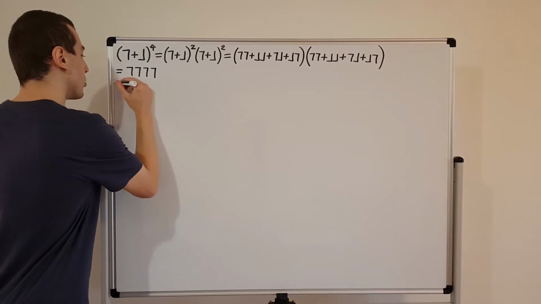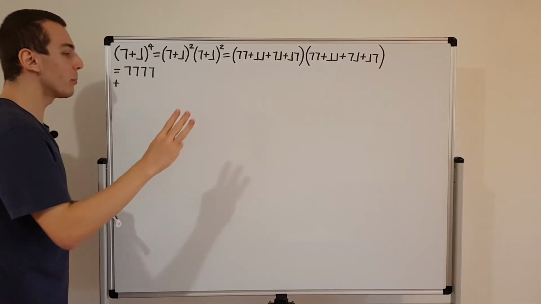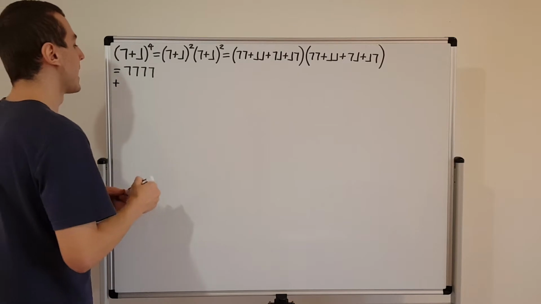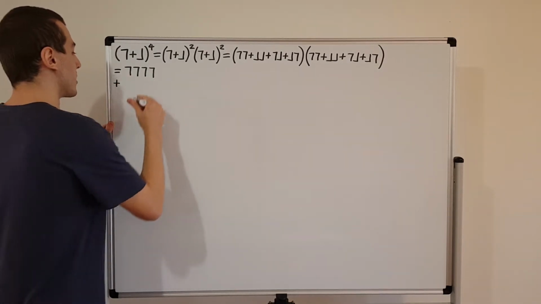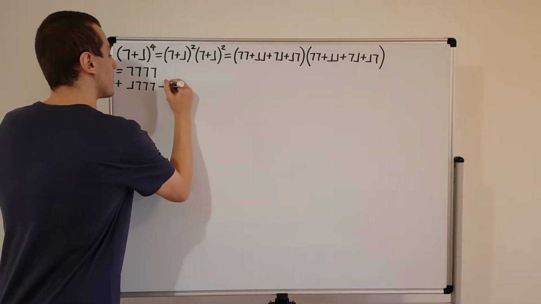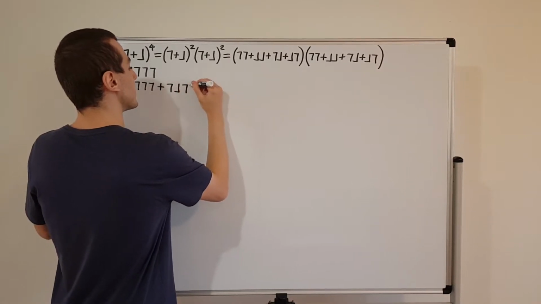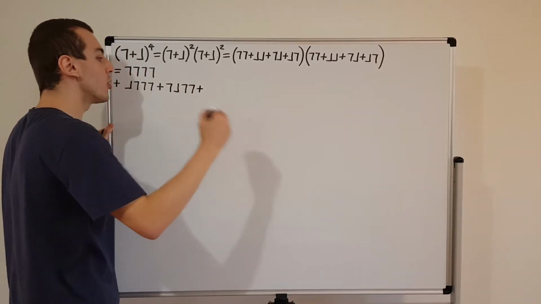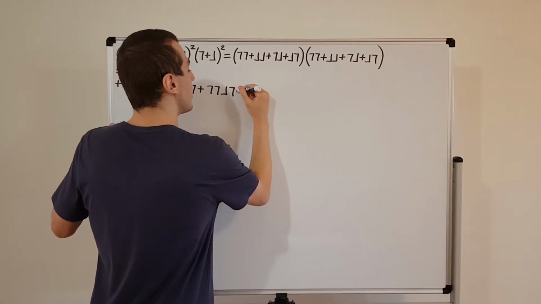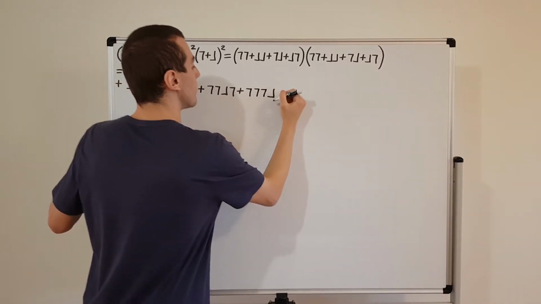Now, in the next row, I'm going to write down all terms that consist of 3 copies of the raising operator and 1 copy of the lowering operator. First, I'm going to flip the first position. So we have lower, raise, raise, raise, plus, let's flip the second position, raise, lower, raise, raise. Now let's flip the third position, raise, raise, lower, raise. And now let's flip the fourth position, raise, raise, raise, lower.